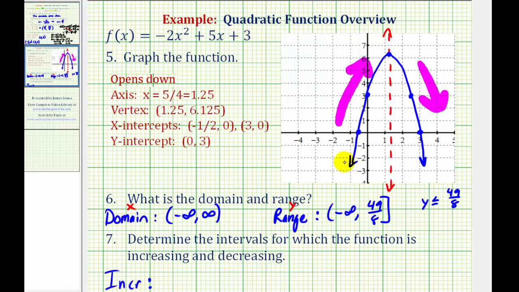So the function is increasing on the interval from -infinity to 1.25, the x-coordinate of the vertex. Remember, 1.25 was 5/4. It's going to be open on 5/4, and it's going to be decreasing to the right of 5/4, or the open interval from 5/4 to +infinity.